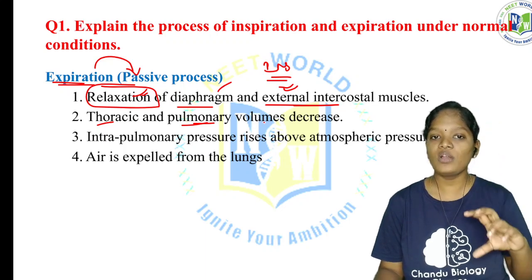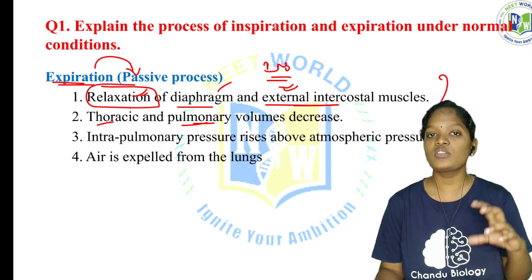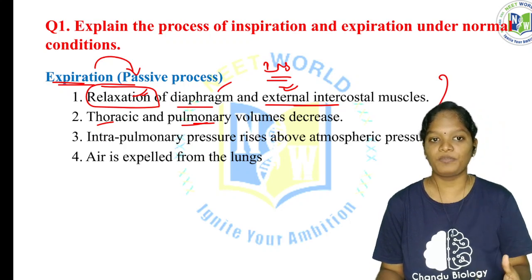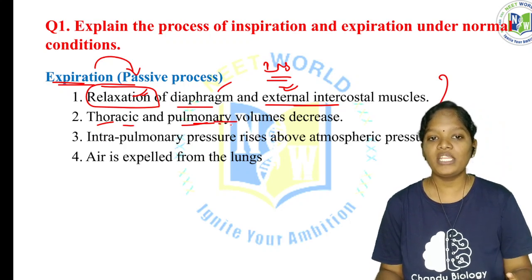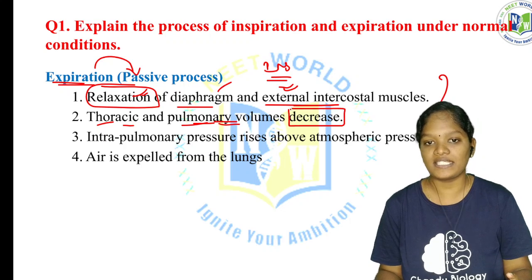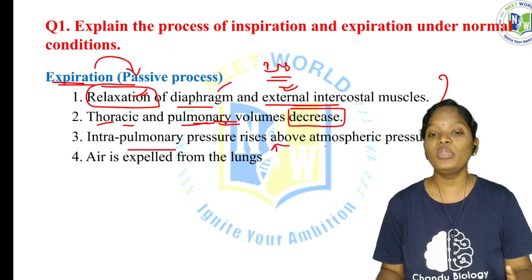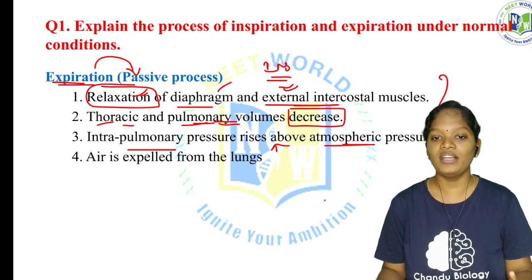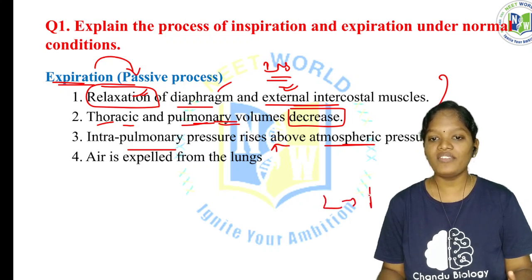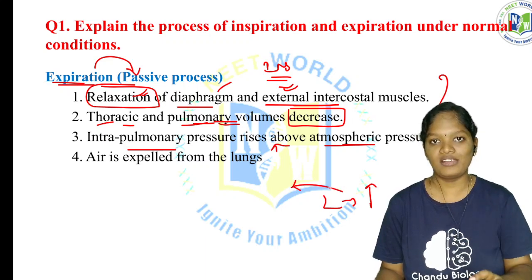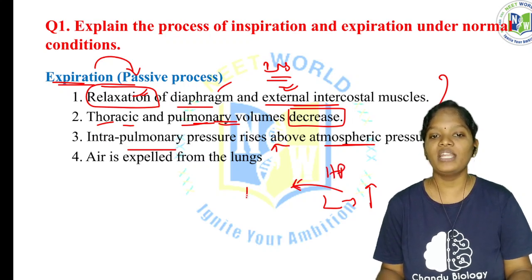So now, all the scenarios are just the opposite of inspiration. Thoracic and pulmonary volume is decreasing. Now the intrapulmonary pressure rises above the atmospheric pressure. The lung is having a higher pressure, which means the lung is full of air now, and that has to be expelled. So from the higher pressure, the air has to enter into the atmosphere.